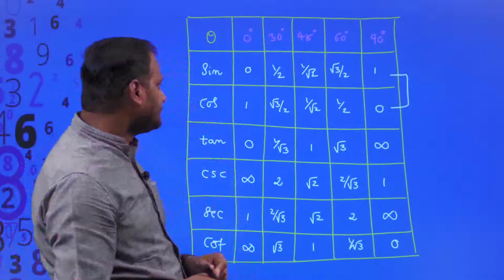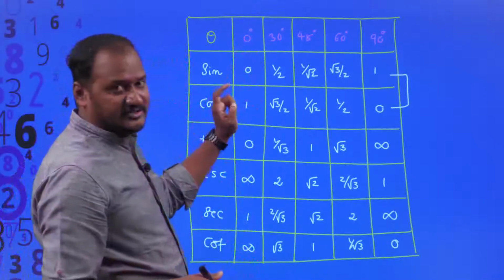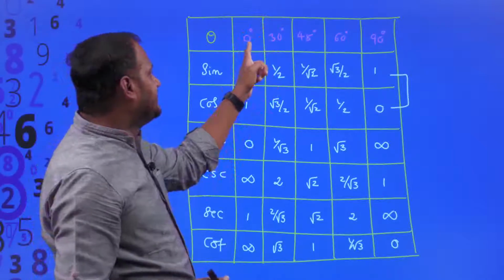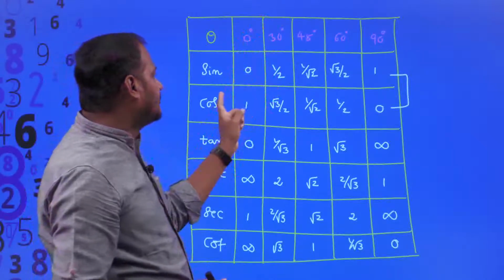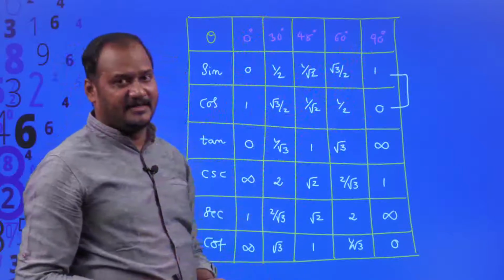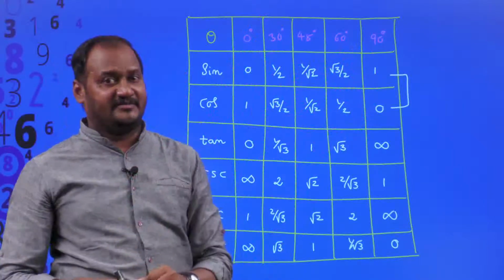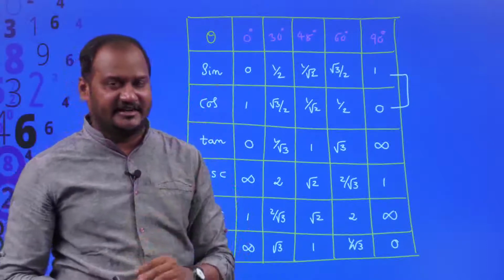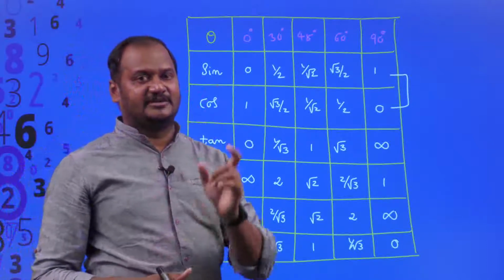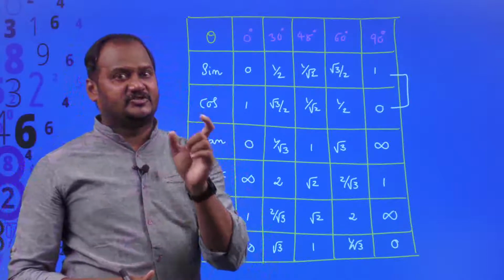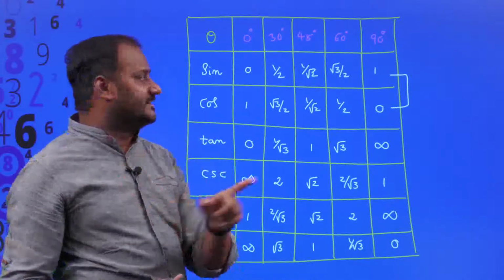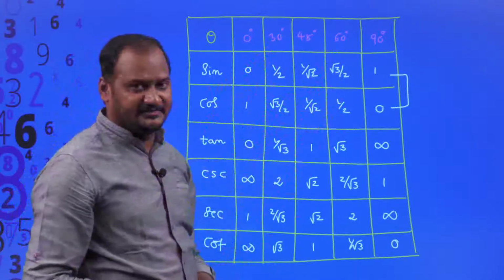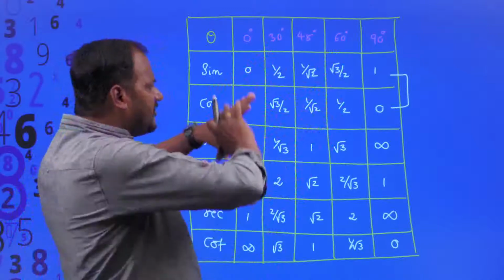Once you observe, sine 0 degrees is equal to 0. 0 plus how much is equal to 90? 90. So that sine 0 value should exactly be equal to cos 90 degrees. Sine 0 equals cos 90. Why? Because 0 and 90 are complementary angles. Not only for 0 and 90, you can take any other two angles. For example, 30 and 60. Sine 30 degrees should be equal to cos 60 degrees. See, sine 30 is equal to 1 by 2, cos 60 is also equal to 1 by 2. Right?